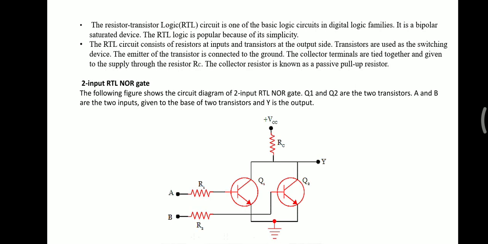So here I have shown the introduction of RTL. RTL is one of the digital logic family circuits. It is one of the basic logic circuits in the digital logic families. It is a bipolar saturated device. It is also called a bipolar junction device. It has two junctions, so that's why we call it a bipolar junction device or bipolar saturated device.